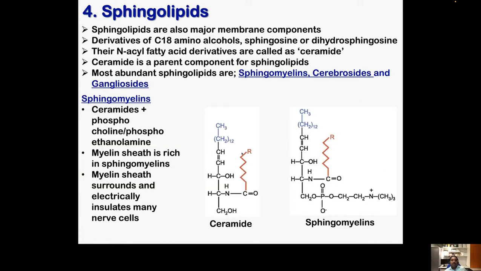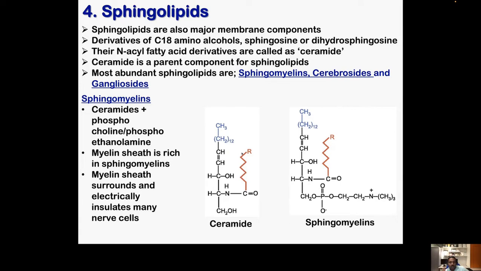The next type of lipids are called sphingolipids. Sphingolipids are also major membrane components, and they are derivatives of C18 amino alcohols such as sphingosine and dihydrosphingosine. These are two carbon-18 containing amino alcohols. These molecules react with a fatty acid and form another molecule called ceramide.